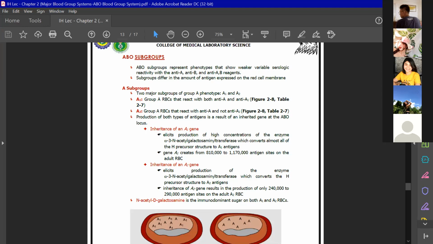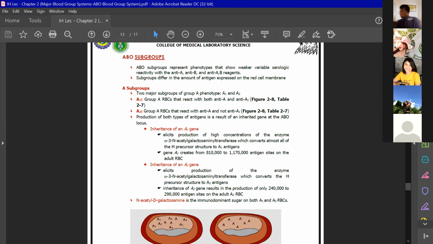ABO blood group antigens can be found in two forms. Pareho lang yan, but they can be found in two forms. These antigens, your ABO antigens, can be found in your red cells, which are called your red cell antigens, or they can be found also in your body secretions and body fluids, and we call them your soluble antigens. But they belong to the same blood group system. They are the same antigens belonging to this ABO blood group system.